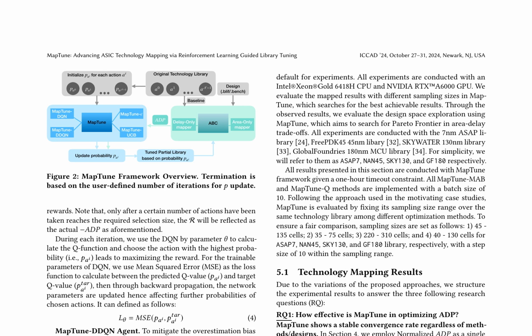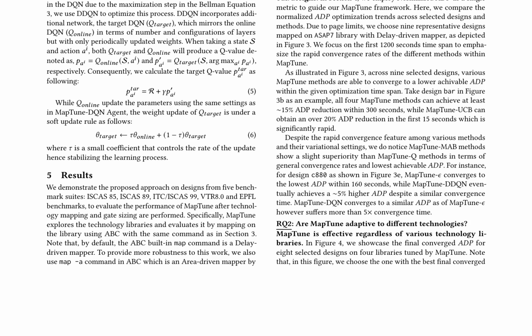The authors evaluate the MapTune framework on 5 benchmark suites, including ISCAS 85, ISCAS 89, ITC, ISCAS 99, VTR 8.0, and EPFL benchmarks. The experiments are conducted using different technology libraries, such as ASAP7, NAN45, SKY130, and GF180. The results show that MapTune is able to converge to a lower achievable ADP within a given optimization timespan. The authors pose 3 research questions to evaluate the effectiveness of MapTune.